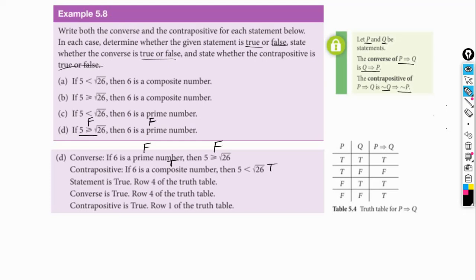So notice that everything here is going to be true. Statement D is true from the fourth row of the truth table. Both statements are false. Therefore, "if P then Q" is true. The converse is true because it's just going to be, again, the fourth row of the truth table. And then finally, the contrapositive is true. So that would be the first row of the truth table.